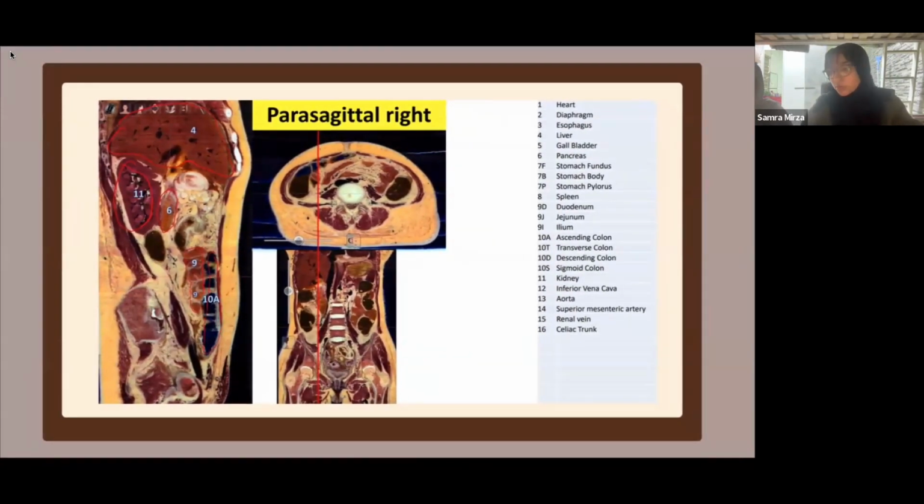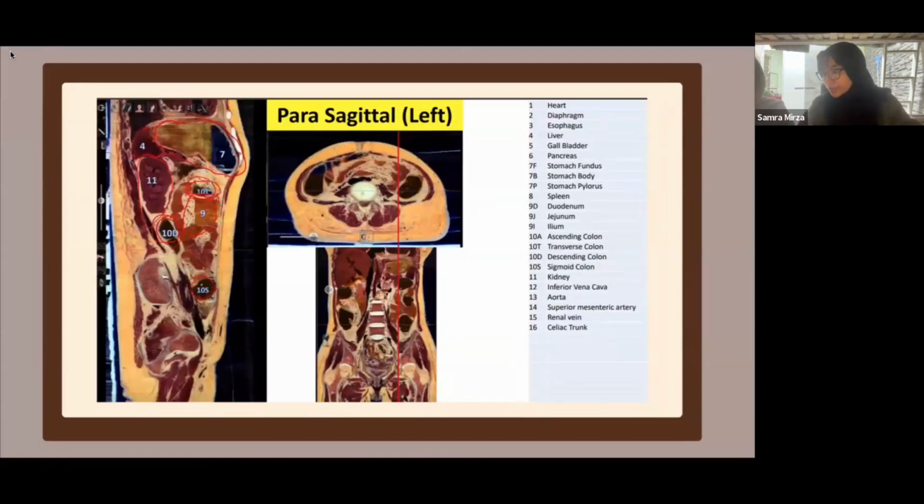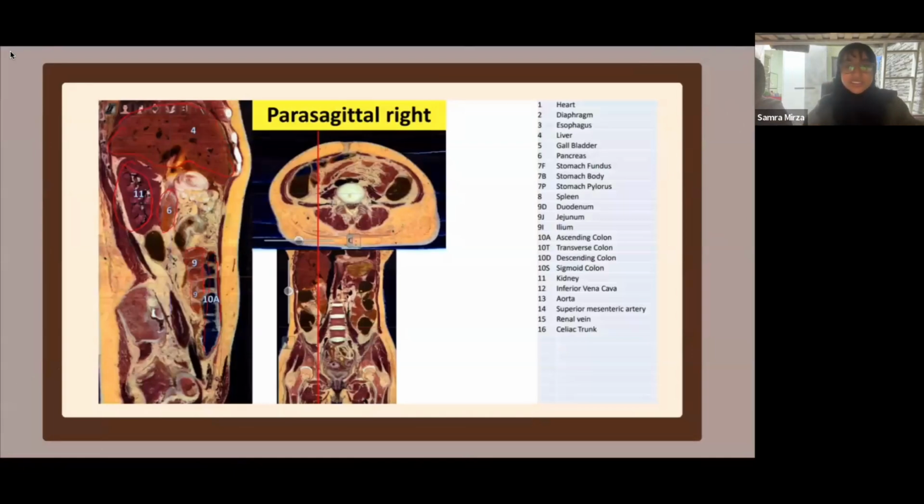So be able to differentiate right from left, be able to note the organs, the blood vessels from the mid-sagittal. As we said, we have the aorta, the superior mesenteric artery and vein, and be able to orient yourself with the levels on the transverse sections. And that's it. Does anyone have any questions? Okay, I don't think there's any questions.